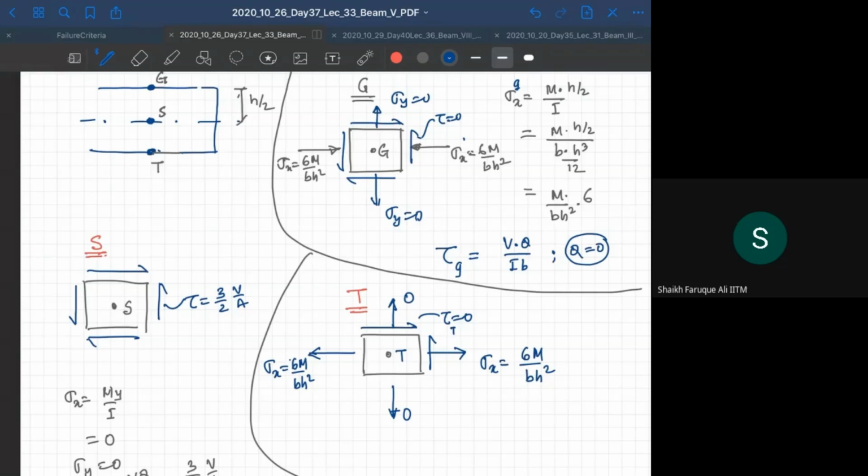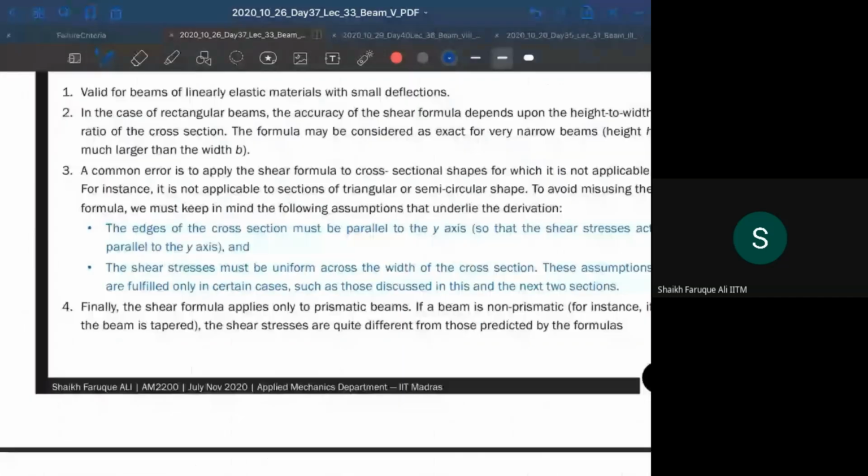So that's a complete picture of the beam. Anywhere else you can always find out what the values will be. There are a few salient points which are written here. Please go through them. These are the main understanding parts which you have to remember.